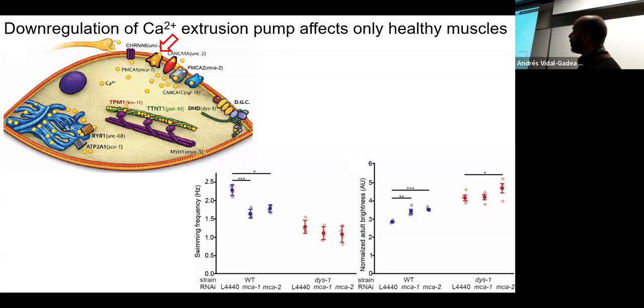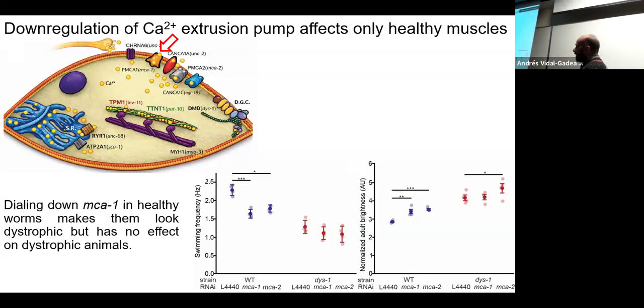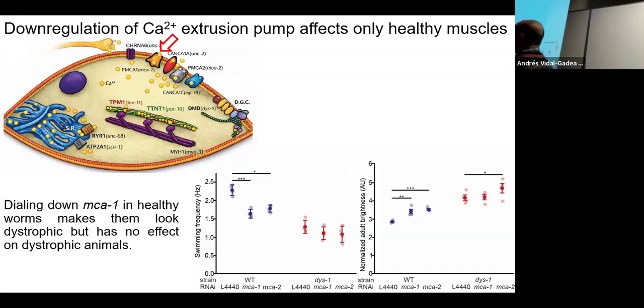There was another similar pump, PMC2, also around there. If we silence that one, we saw an effect both in wild-type and dystrophic animals. So what is this saying? This is saying that dialing down PMC1 in healthy animals makes them look more dystrophic. But silencing that in dystrophic animals doesn't, right?